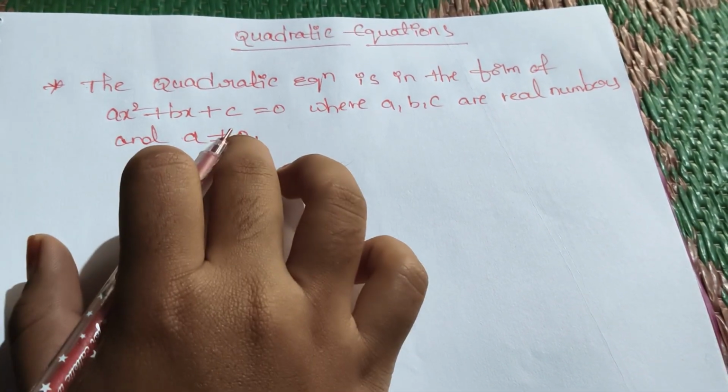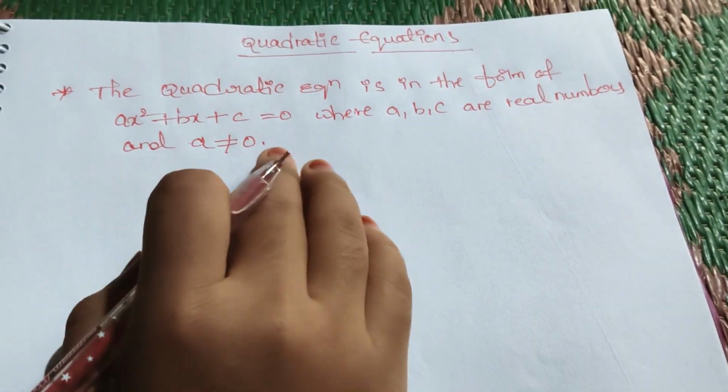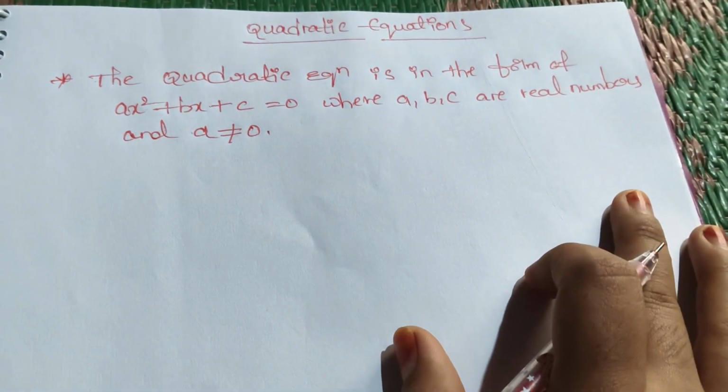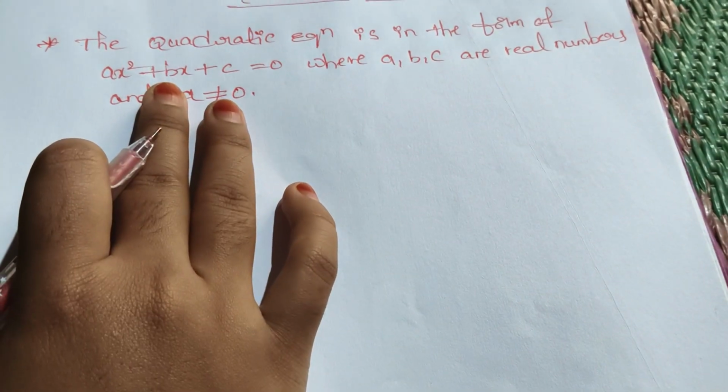A does not equal 0. Either it should be 1, 2, 3 and so on, we can take any number except 0. So this is a quadratic equation.